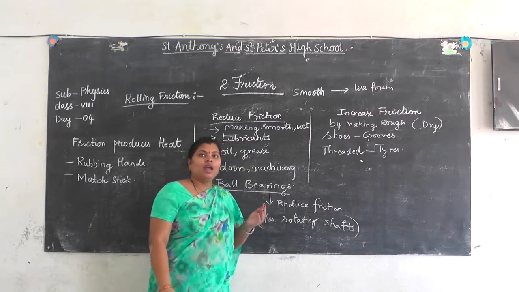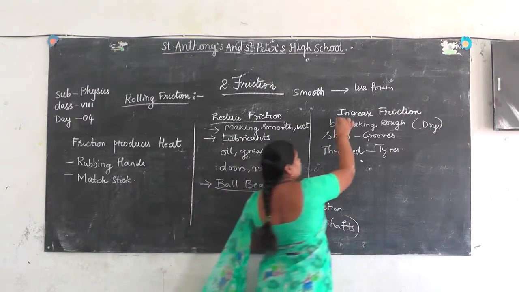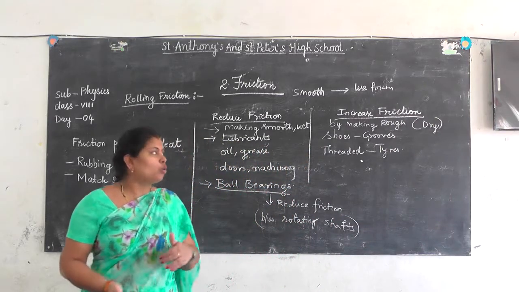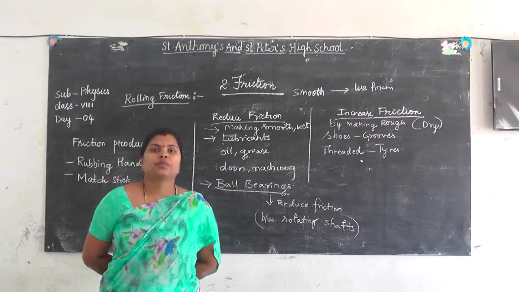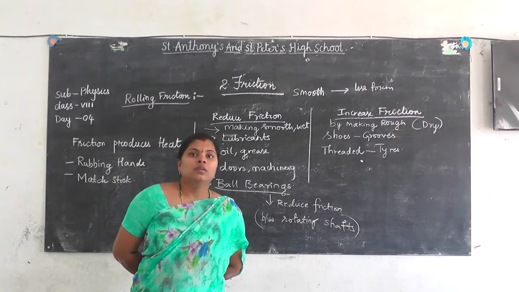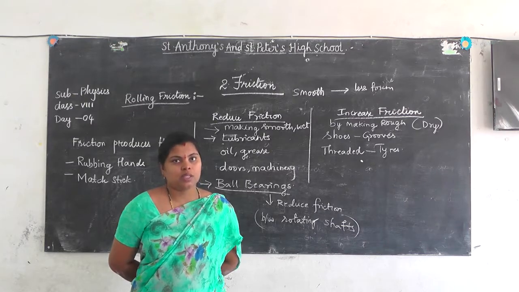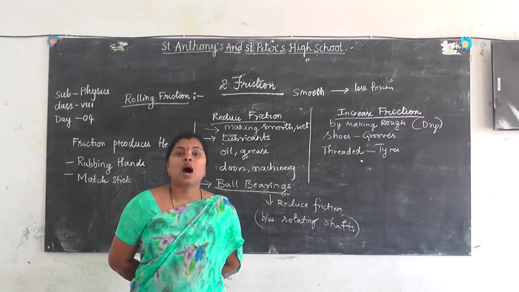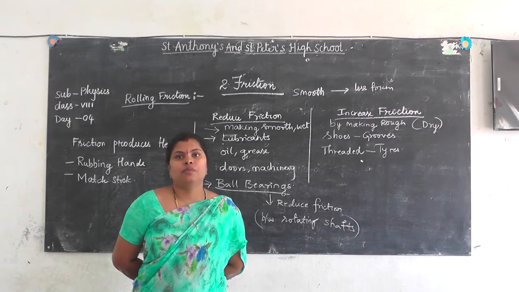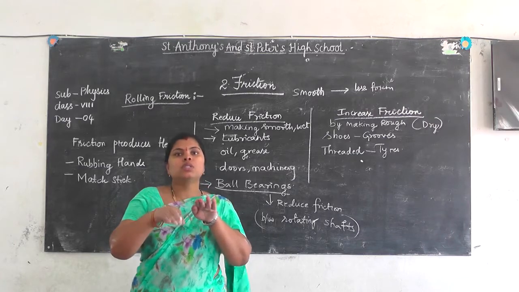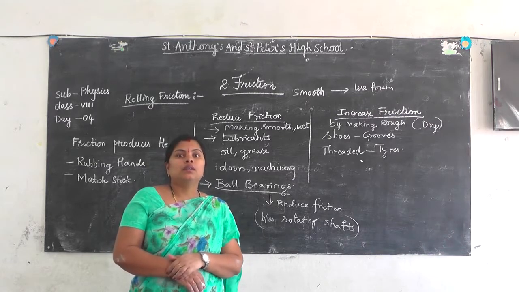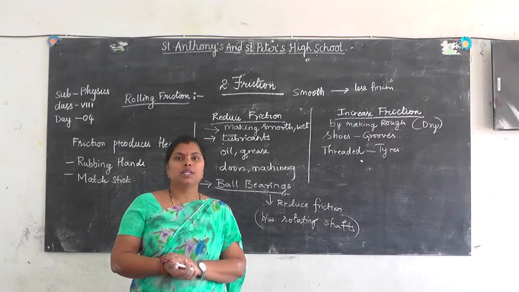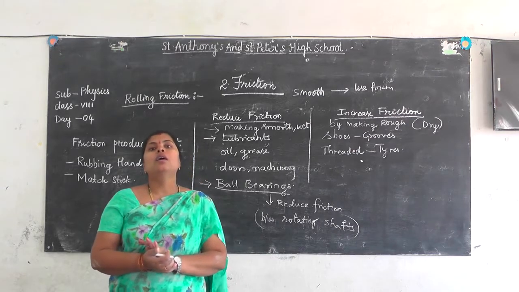In the same way, if we want to increase the friction, what do we need to do? We have to make it rough. How to make it rough? The tires of our vehicles and the soles of our shoes are grooved and threaded to make them rough, so that the ups and downs interlock and it offers more resistance. That's the reason we have threadings in our tires.